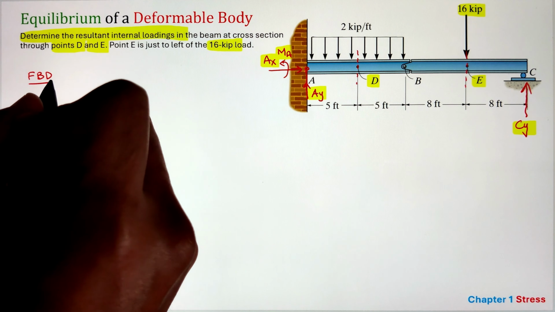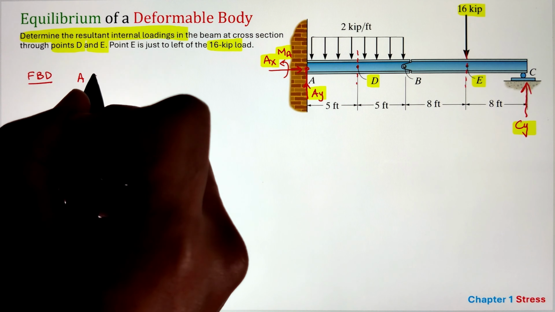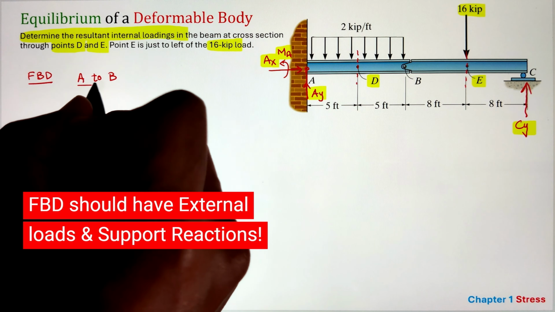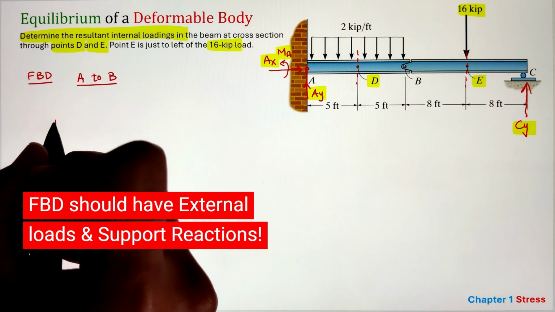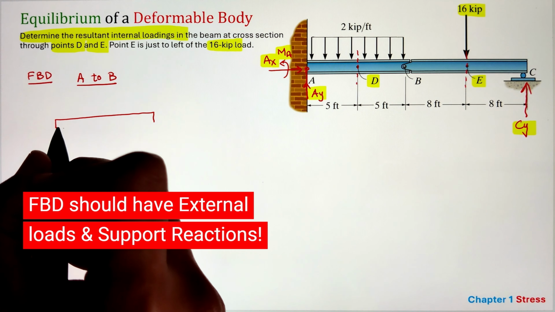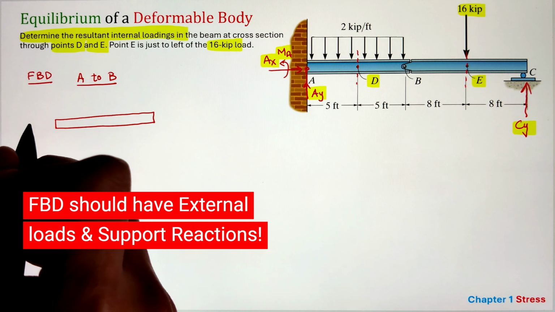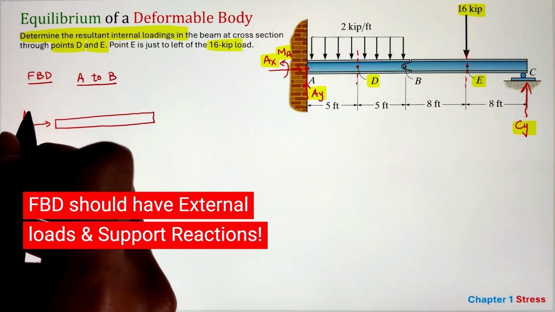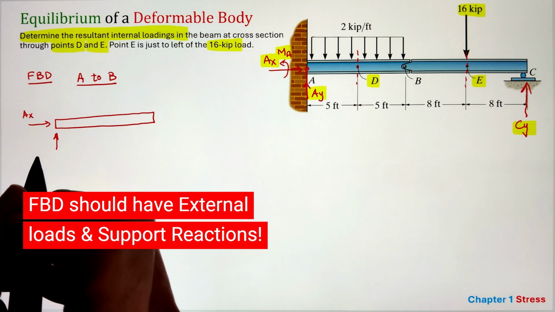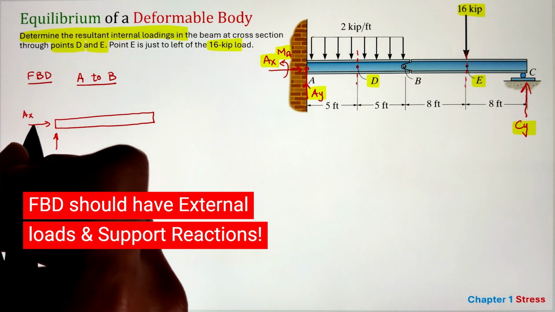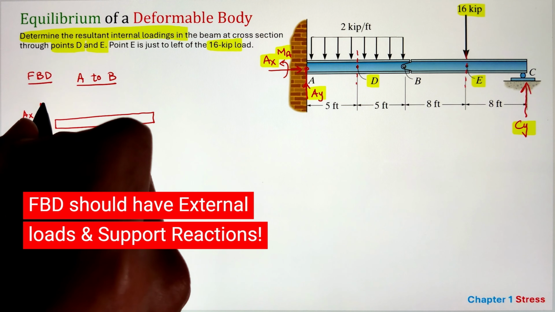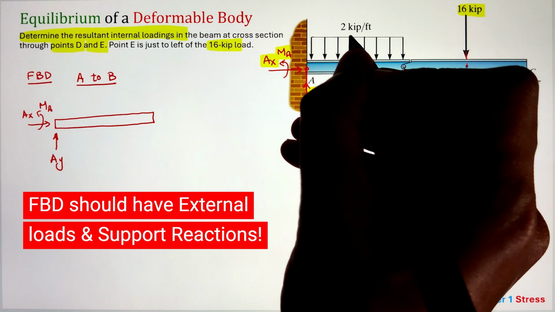Now, here we can look, I have four unknowns, whereas in a two-dimensional case, I have three equilibrium equations. So I won't be able to solve this if I draw our free body diagram for the whole thing. So we can divide this compound beam from section A to B and develop our free body diagram.